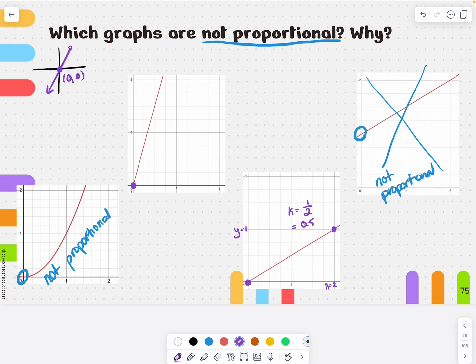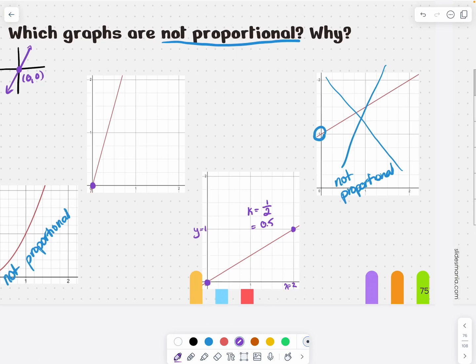But a proportional graph goes through the origin and is a straight line. If it's not a straight line, it's not proportional. If it doesn't go through the origin, if it doesn't go through 0, 0, it is not proportional.